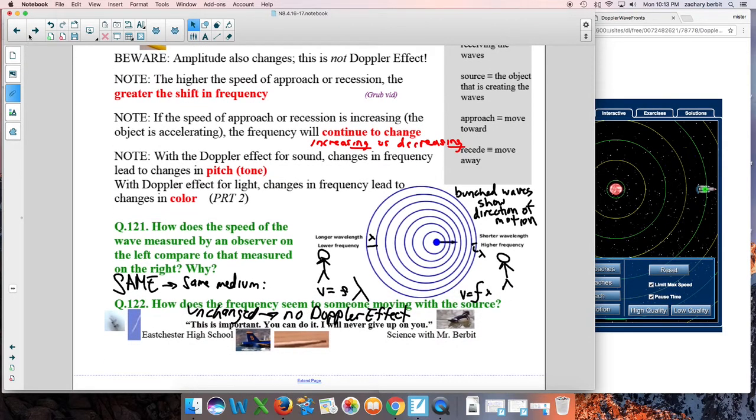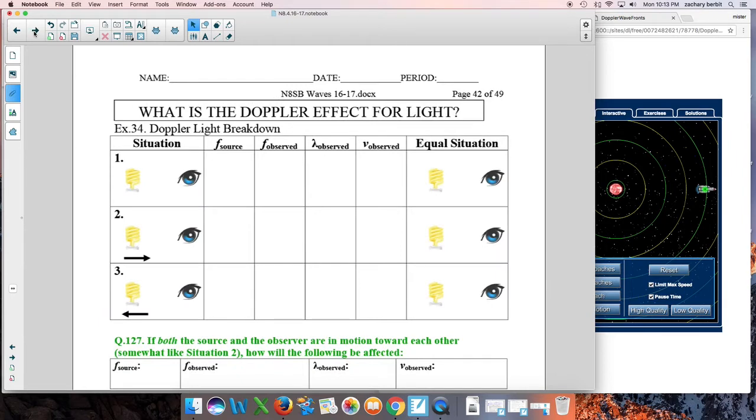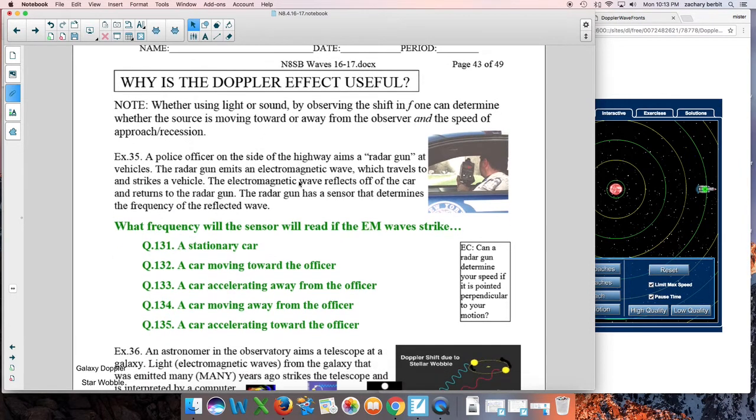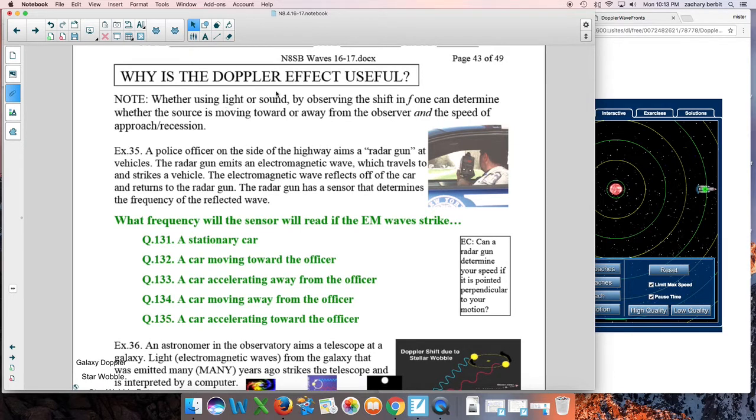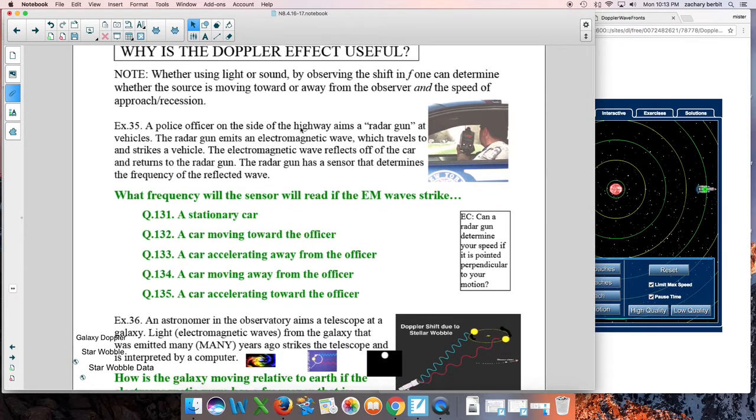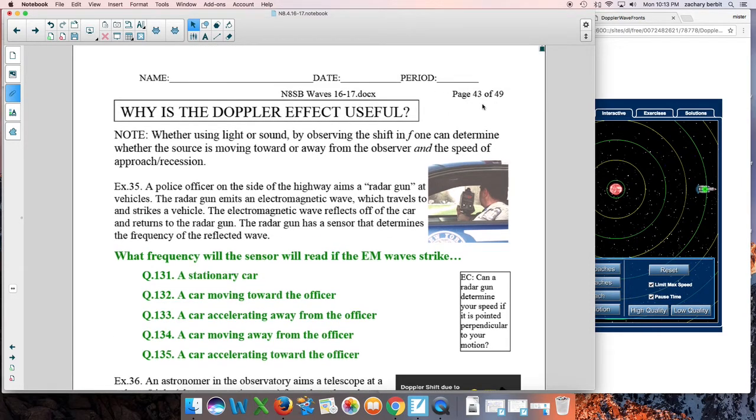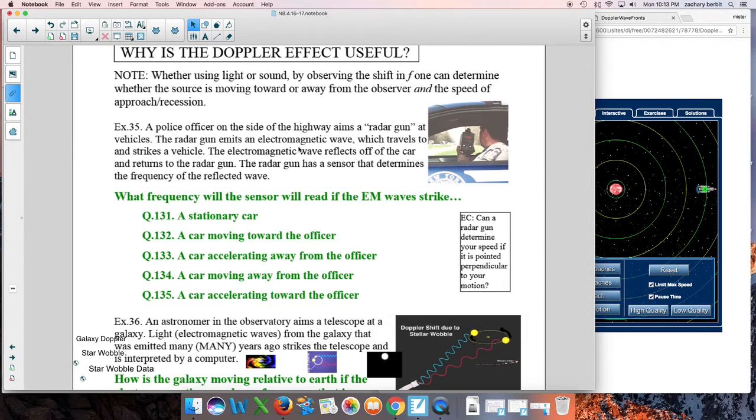Alright, so let's jump ahead a bit here. I'm going to skip 41 and 42, which I'll make a separate review video for. This is really just review. Let's jump over to 43, talking about why the Doppler effect is useful. So basically, the Doppler effect can be used for a number of purposes. One of the purposes actually is with radar guns for police. So a police officer on the side of the highway, we're on page 43 now. Come on now, 43. So a police officer on the side of the highway aims a radar gun at vehicles.